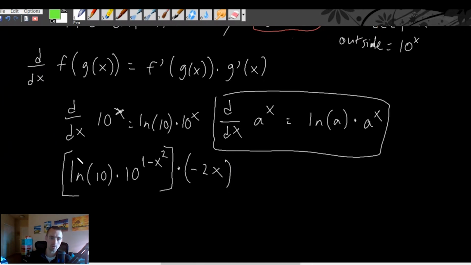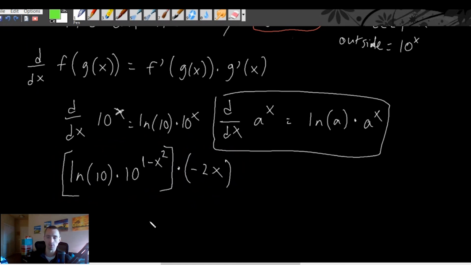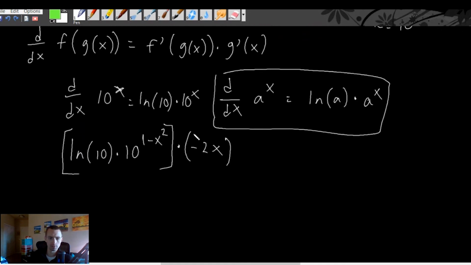And I would definitely recommend making sure that you think of those two pieces as two entire pieces that need to be multiplied together. So that if there is distributing to be done, you make sure to do that distribution there. So this is going to be the derivative of our original function. So this is going to be y prime is all this.